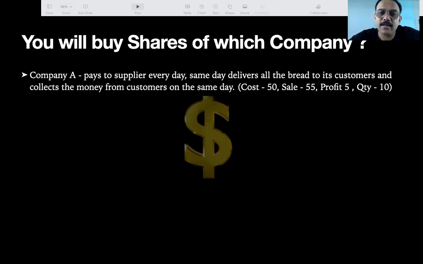Company A takes a 500 rupees note, goes to the supplier every day in the morning, gives 500 rupees to the bakery, picks up 10 breads, goes and delivers to its customer, collects the money from the customers on the same day. So his cost is 50 rupees per bread. For 10 breads, it is 500 rupees. Sale is 55 rupees per bread. Profit is 5 rupees and quantity is 10.